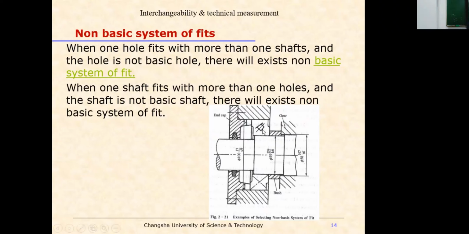Now this is assembled with the hole, and this is the bearing. The bearing is a shaft basis, right? So for the hole, it is a hole basis. So there we use the hole basis and the shaft basis. It's called the basic system of fit.